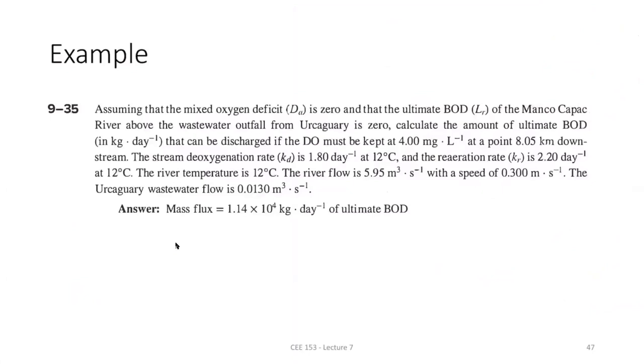Again, everything is given. If you see here, the river flow rate is given. The flow rate is this many cubic meters per second, that's Q, and the speed is this, that's U.